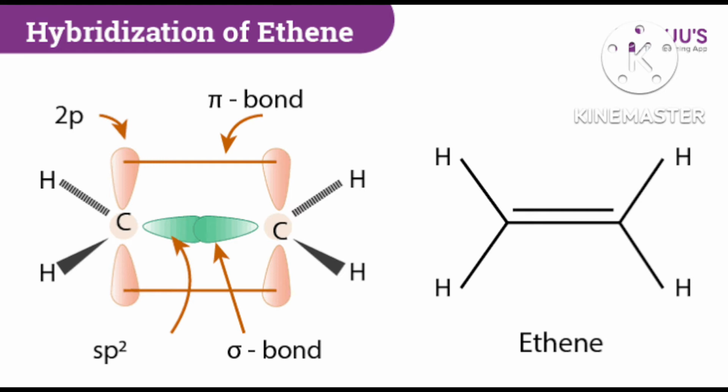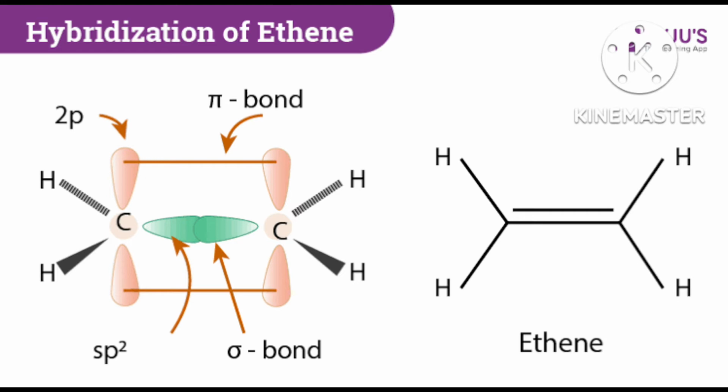The HCH bond angle, H carbon hydrogen, is 117.6 degrees, while the HCC angle, carbon-carbon and H, is 121 degrees.